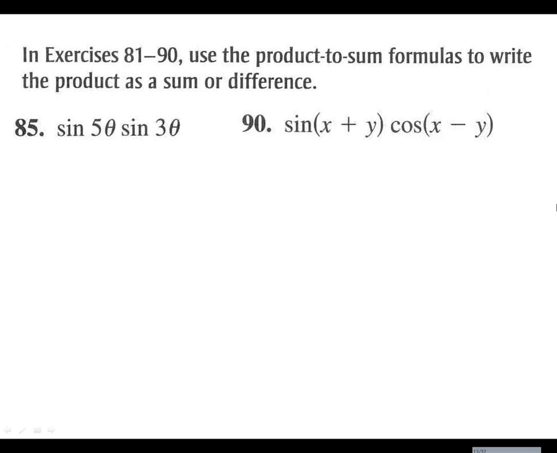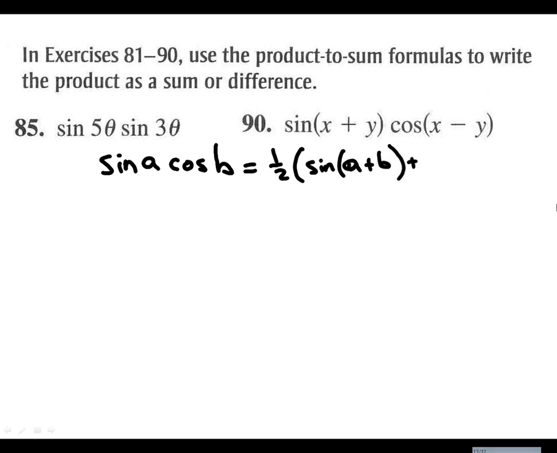Problem 90 now. Sine (x plus y), cosine (x minus y). Problem looks complicated. It's going to be simplified if we rewrite it like this: sine of A, cosine of B, and go looking for that formula. And so if we find that for 90 here, the formula here is 1/2 sine (A plus B) plus the sine of (A minus B).